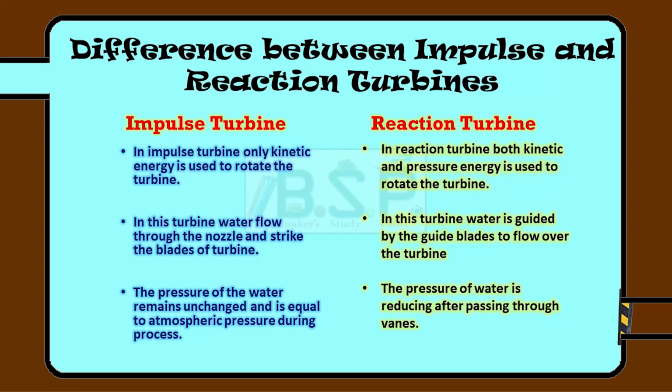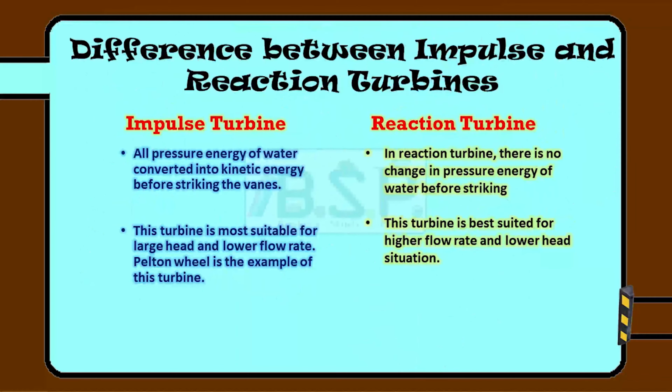In impulse turbine, water flows through the nozzle and strikes the blades of the turbine, whereas in reaction turbine, water is guided by the guide blades to flow over the turbine. Next difference. In impulse turbine, the pressure of water remains unchanged and is equal to atmospheric pressure during the process, whereas in reaction turbine, the pressure of water is reducing after passing through the vanes.